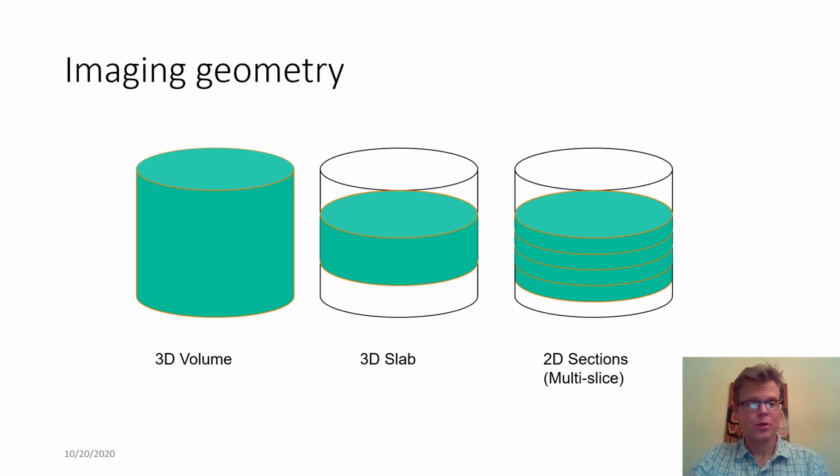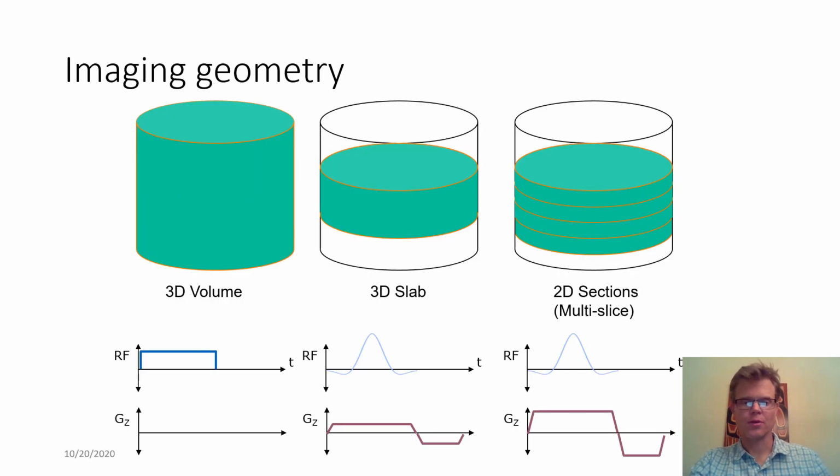Okay, back to this picture shown at the beginning. 3D volume is basically a case where we're not doing any sort of slice selection. The slab and the 2D sections or multi-slice is where we want to add on some sort of slice selection. And what we know now is we could do it with these types of RF pulses. So over here for the 3D volume, since we don't care about any sort of slice selection, we're not using gradients to change the magnetic field. We can just do a hard RF pulse. It's going to be fine. We can play it at high amplitude. It turns out it'll be the fastest RF pulse you can do.